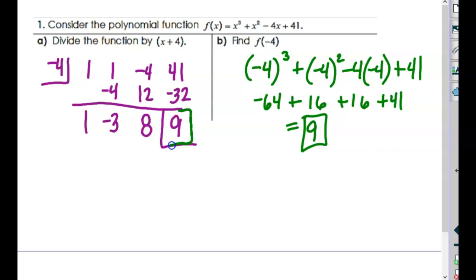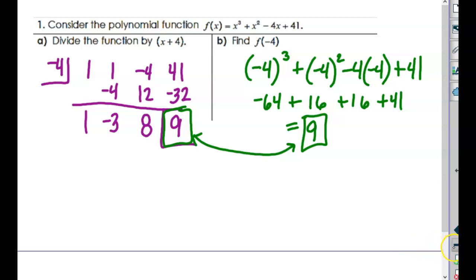So what we found is the remainder. Why would this be helpful? Well, if we wanted to know if there's a 0 at -4, we could plug it in and see if it comes out as 0 or not. Or we could do synthetic division and see if the remainder is 0, right? Whatever seems to take less time for you. Those are always going to be equivalent, okay?